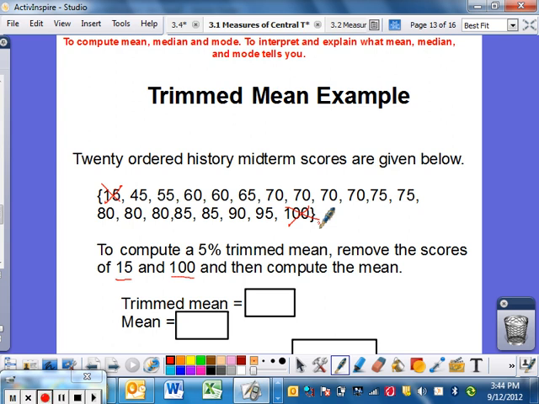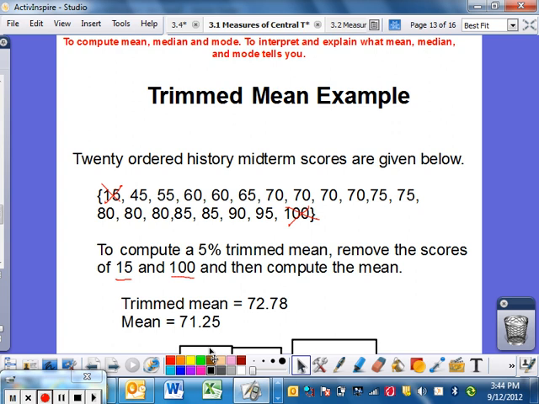So I get rid of these 2, and then you just add up the other 18 scores and divide by 18 instead of adding up all 20 scores and dividing by 20. The trimmed mean ends up being 72.78. The regular mean was 71.25.